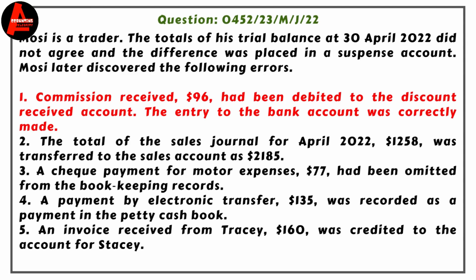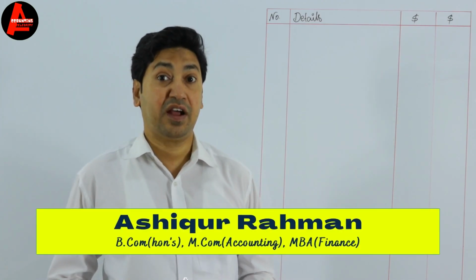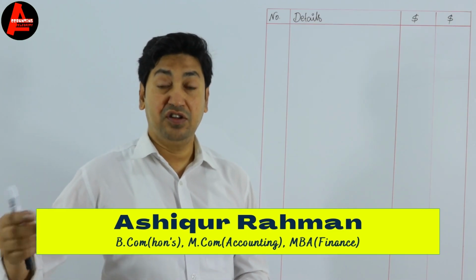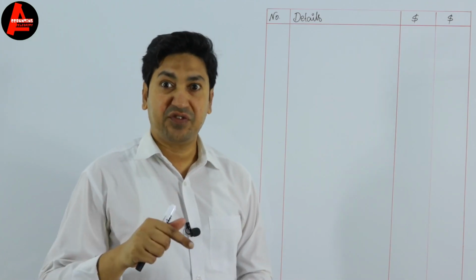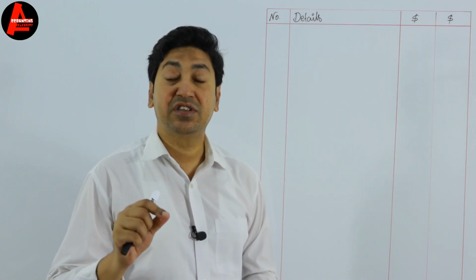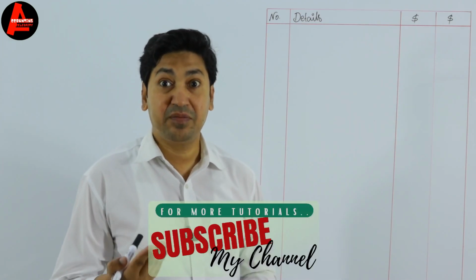So here our first transaction is commission received $96 had been debited to the discount received account. The entry to the bank account was correctly made, okay? So commission received had been debited to the discount received account. So discount received account was mistakenly debited. To rectify this account, now it will be credited, simple. And discount received is an income account. So income account has normal credit balance, yeah?